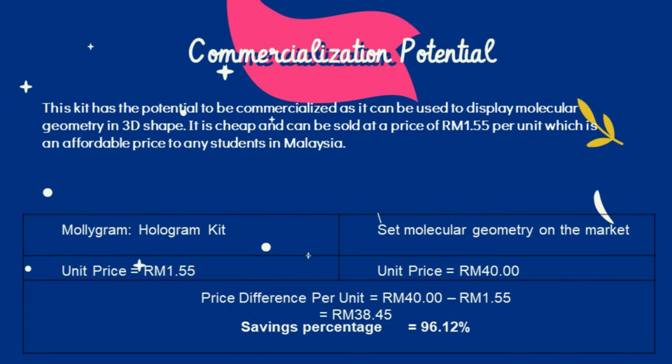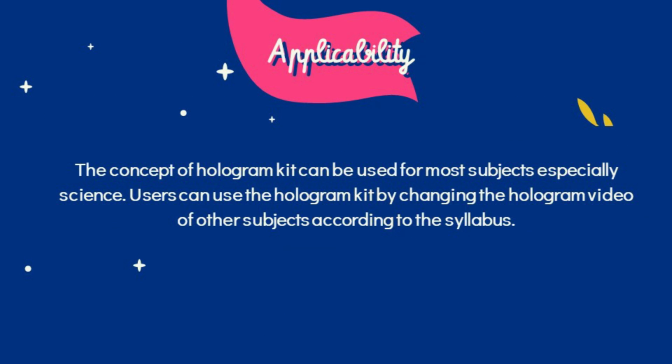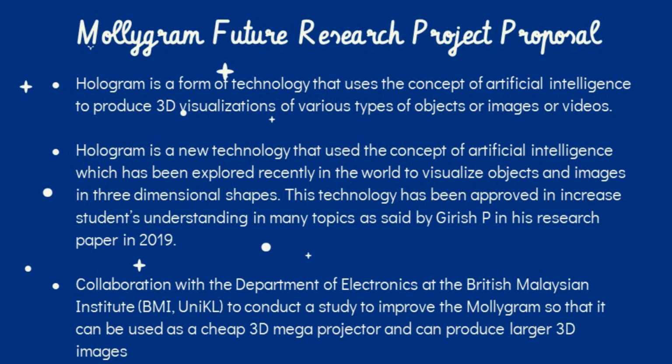This kit has the potential to be commercialized as it can be used to display molecular geometry in 3D shape. It is cheap and can be sold at a price of RM1.55 per unit, which is an affordable price to any students in Malaysia. Besides that, this Mollygram hologram kit, which helps to display hologram videos, can also be used in other subjects, especially science subjects, to increase students' interest. Hologram is a new technology that uses the concept of artificial intelligence, which has been explored recently in the world to visualize objects and images in 3D shape.